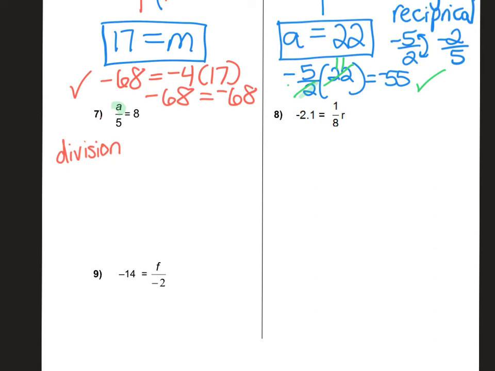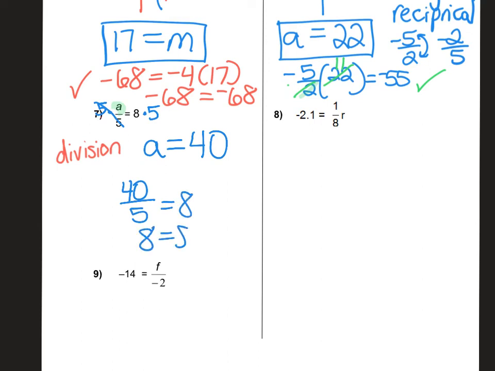Sorry, I was trying to erase that so I had more room. The opposite of dividing by 5 would be to multiply by 5. So you can see 5 over 5 would cancel out. I'd also multiply the right side by 5, and I would get A equals 40. This is a pretty easy one to check. 40 divided by 5 is 8. Yes, it is. 8 equals 8. So my answer of A equals 40 was correct.